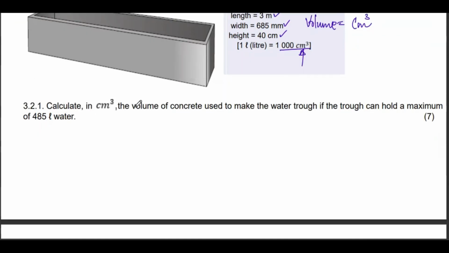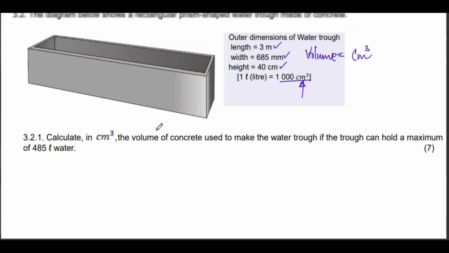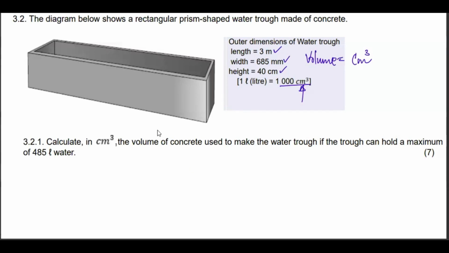Calculate in centimeters cubed the volume of the concrete used to make the water trough if the trough can hold a maximum of 485 liters of water. You understand? So we're going to subtract. Already this is water, so we need to find out the volume of this. We shall say volume equals L times B times height. I'm using this because this is a rectangular prism. It's not a cylinder.